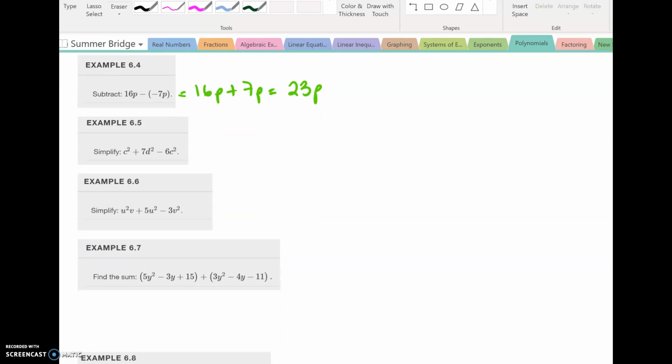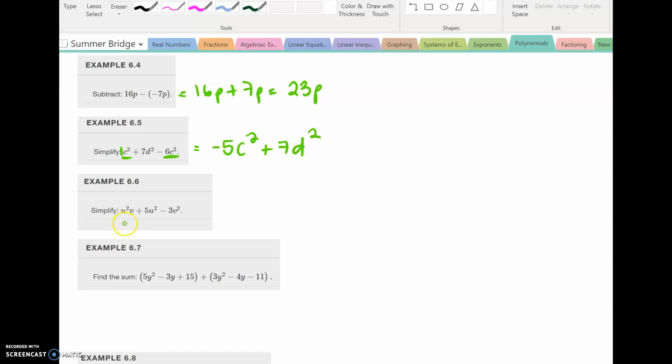Next example. We have c squared, d squared, and c squared. Well, the only ones I can really add are the ones that have the same variable with the same exponent. And I'm going to add the coefficients, the numbers in front. And since I don't have a number in front here, we assume the number is 1. So I'm going to add my two c squared terms together. 1 minus 6 is negative 5 c squared, and then we just have to leave the 7d squared by itself, and that would really be the answer.